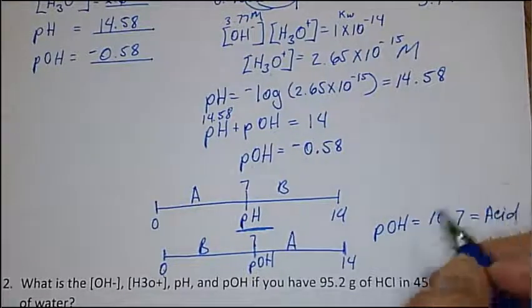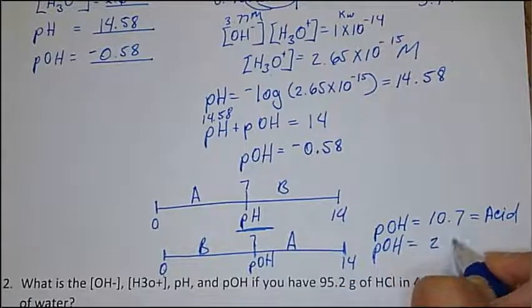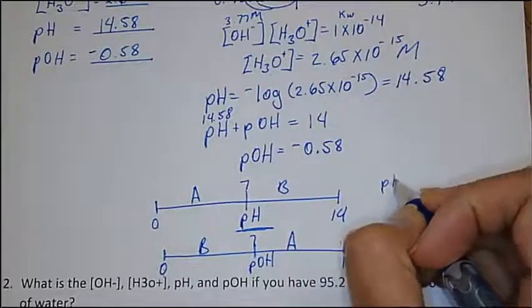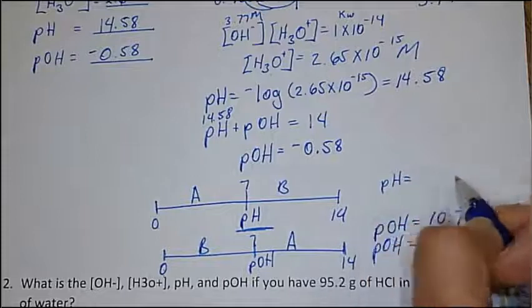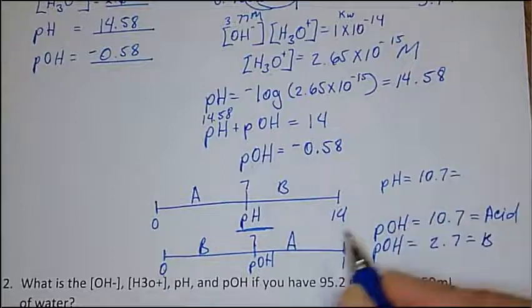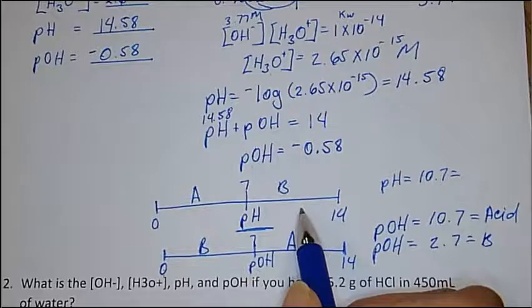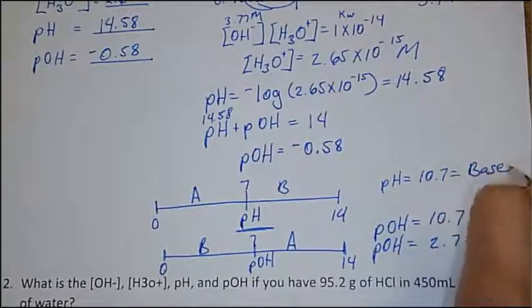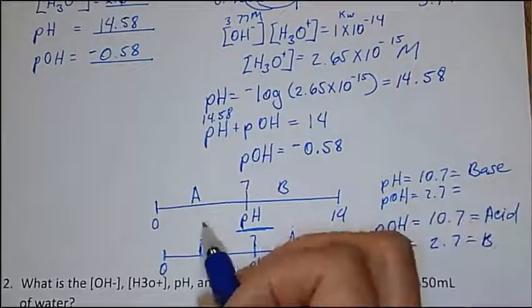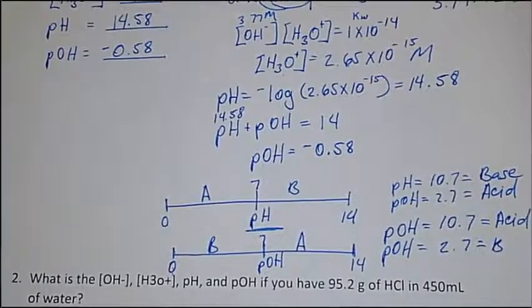If I give you my pOH happens to be 2.7, then that is clearly a base. My pH right here, if I give you a pH that is equal to, again, 10.7, because I'm using the pH scale right here, if it's 10.7, that would be considered a base. And my pOH, on the other hand, would be 2.7, which would be right here, an acid. And I've already talked about how to read this scale before.